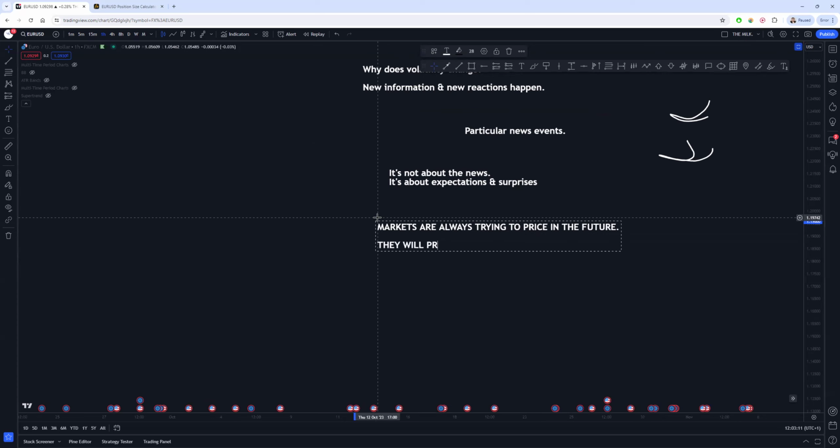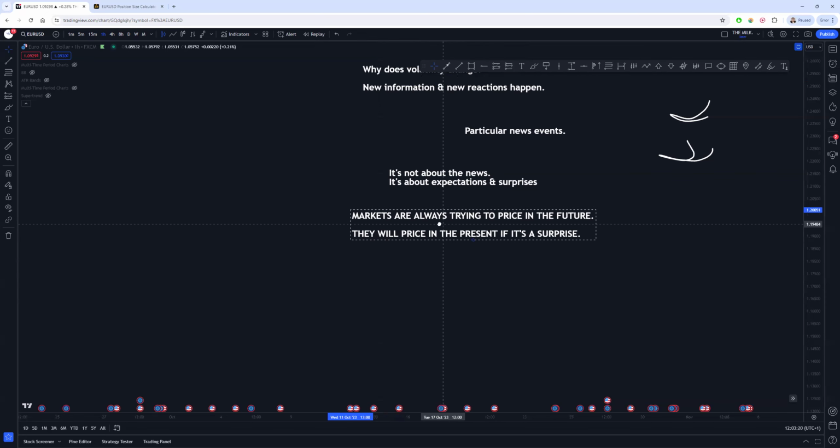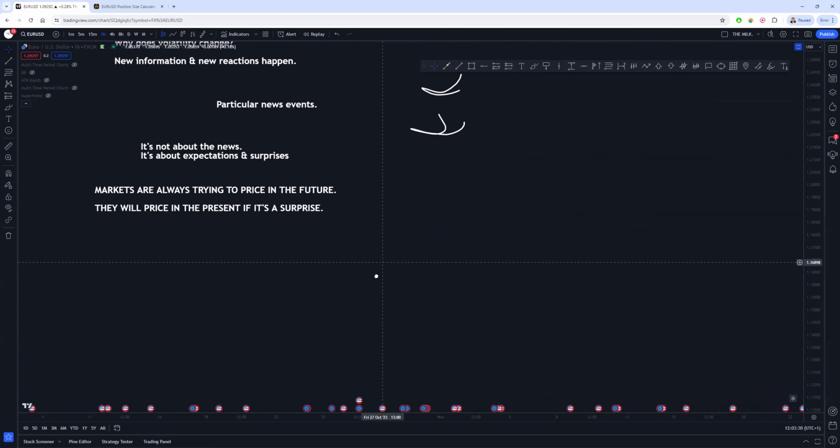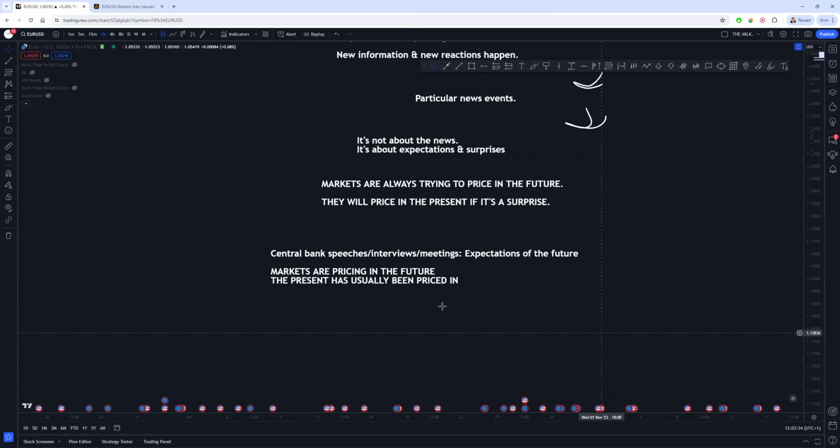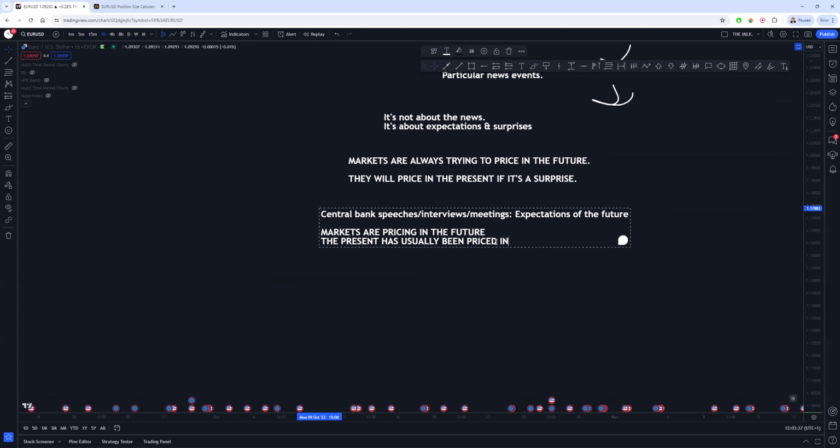They will price in the present if it's a surprise. So this is key, because these two things help us to understand what's going on, right? It basically breaks down the news into two main categories. We've got surprises and we've got future anticipation. And these two types of events are going to be different.